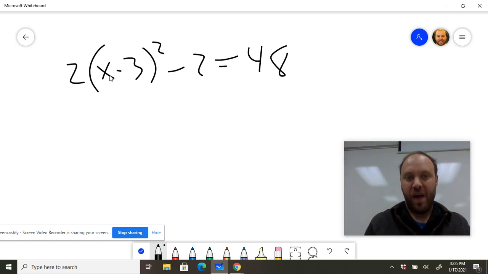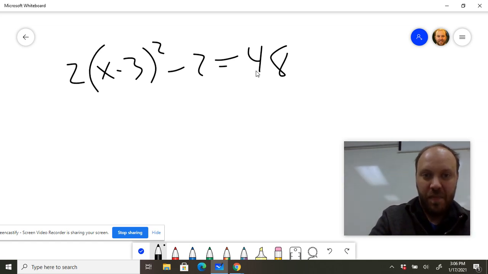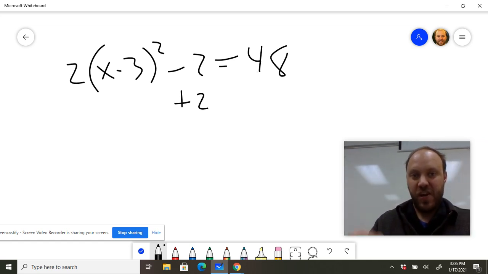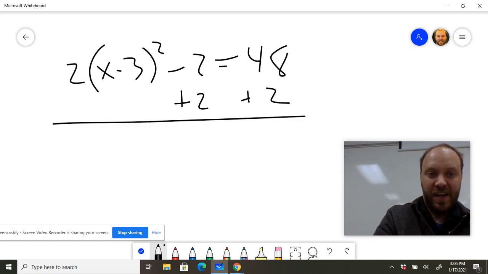So still working backwards through the order of operations. Somebody took a number x, they subtracted 3, then they squared it, then they multiplied by 2, then they subtracted 2, and they got 48. So we're going backwards through all of those steps, technically backwards through the order of operations. Last thing they did was to subtract 2. So we're going to reverse that by adding 2 to both sides.